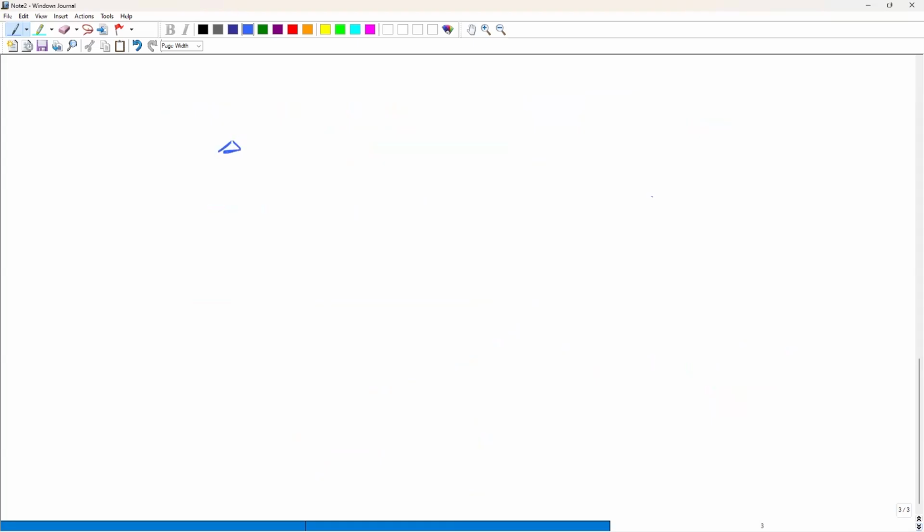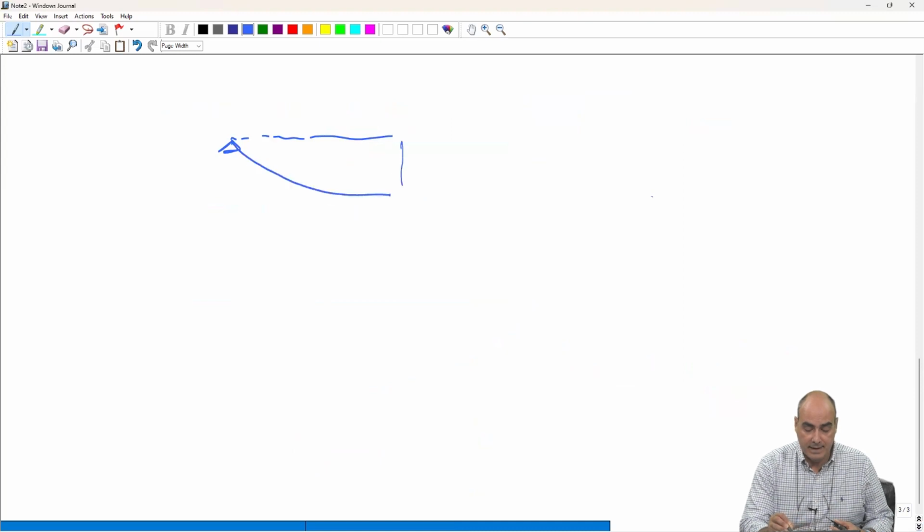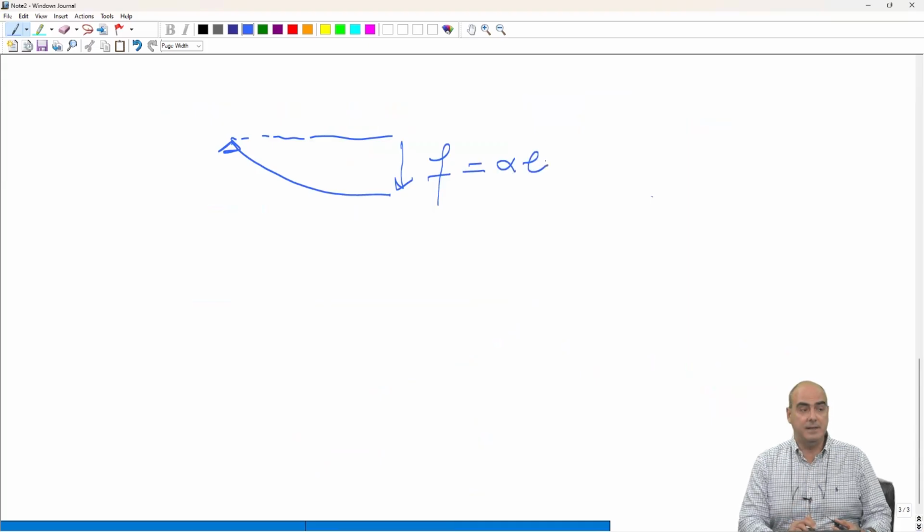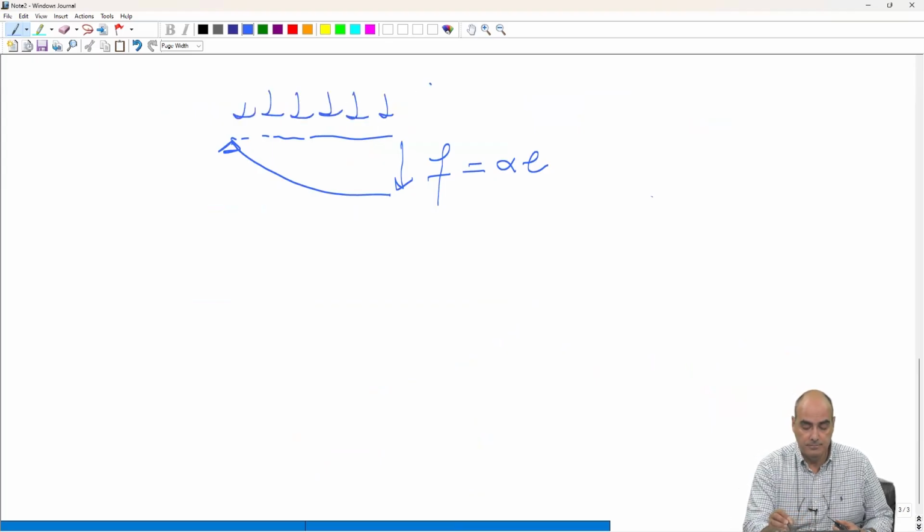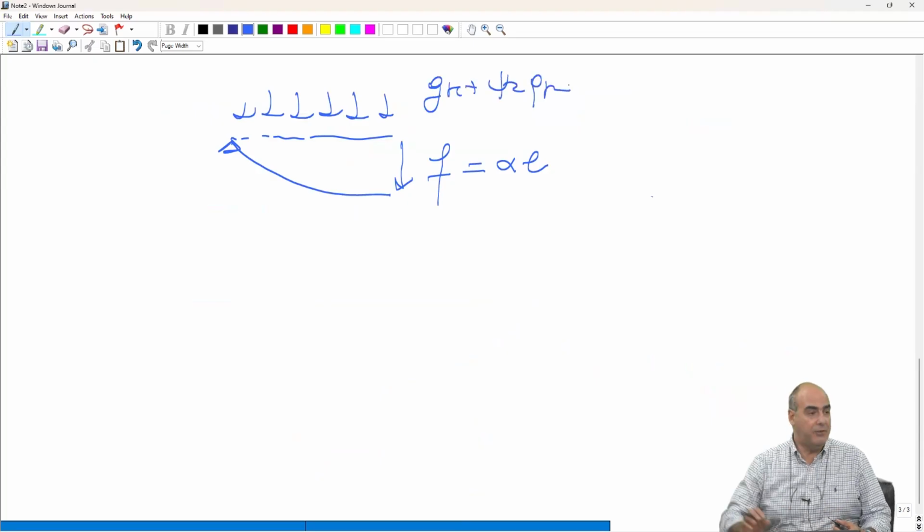So I accept that my beam deflects by a certain quantity, F, which I assume equal to alpha L, where alpha is a number. Well, in serviceability limit state design, we say L over 200. Here you can accept L over 100, L over 50, so you can accept much larger.